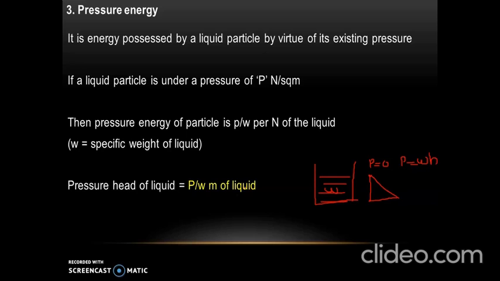So H will be P by W. H is nothing but the pressure head of the liquid. So pressure head is given as P by W. So here P is 0, and here P is maximum because H is maximum.